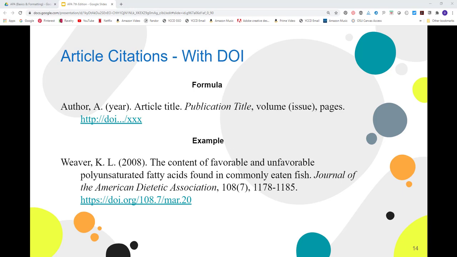This slide includes an example for a journal article with a DOI. DOI is an acronym for Digital Object Identifier.